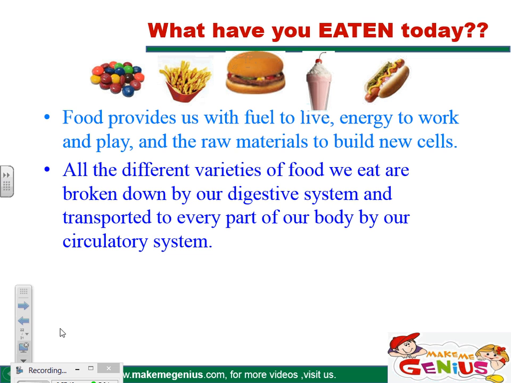All the different varieties of food we eat are broken down by our digestive system and transported to every part of our body through the circulatory system. There goes your systems working together. Even the junk that you eat, the body uses what it needs and then gets rid of what it doesn't. So some of you are working very hard for nothing. You're eating this food and your body's like, we don't even need this. It just tastes good to you.